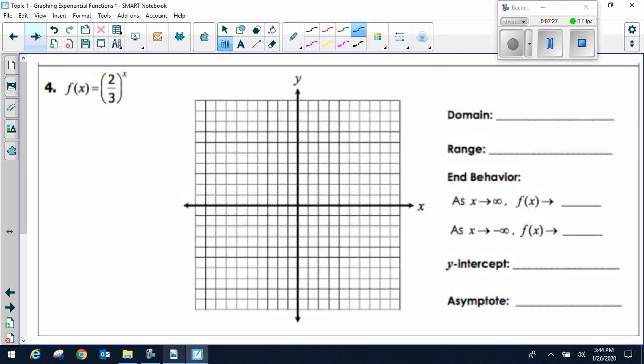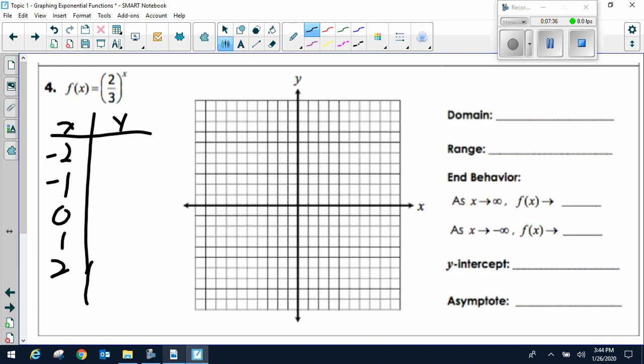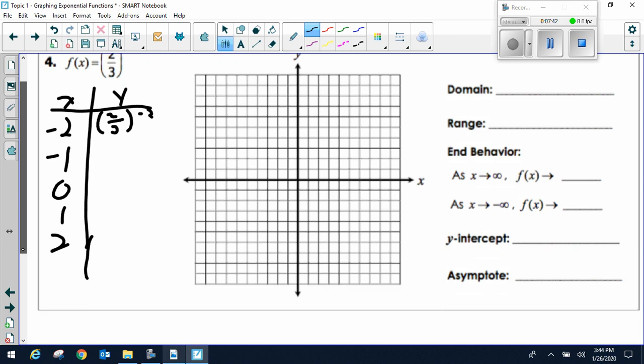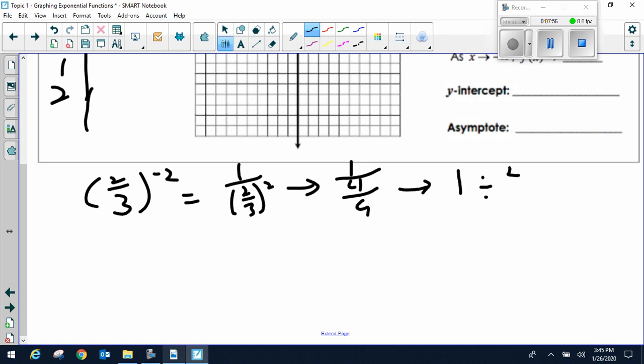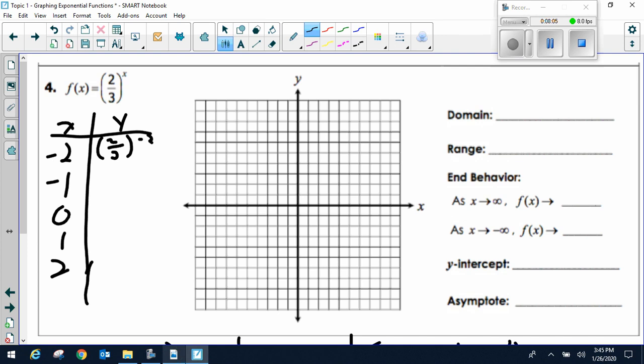And the same thing when you have something like 2/3. So x, y, again, -2, -1, 0, 1, and 2. If I do 2/3 to the -2, I'm going to do the same thing I did last time. So 2/3 to the -2 is the same as 1 over 2/3 squared. You square the top and bottom, so it's 1 over 4 over 9. So that's really 1 divided by 4 over 9. Well, you can't divide two fractions. You have to keep, change, flip, which comes out as 9 over 4, which is about 2.5.